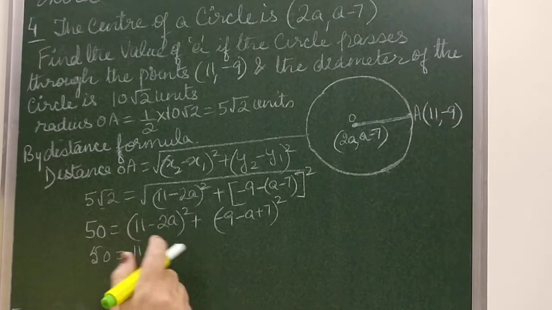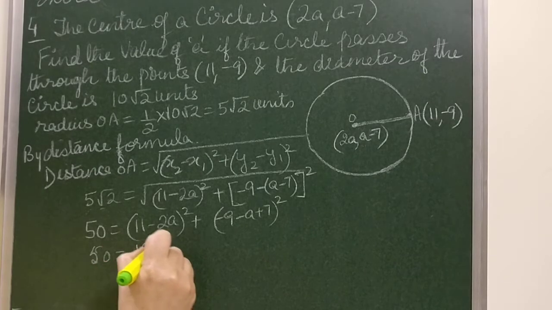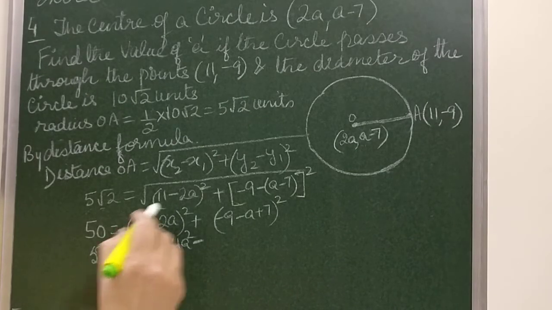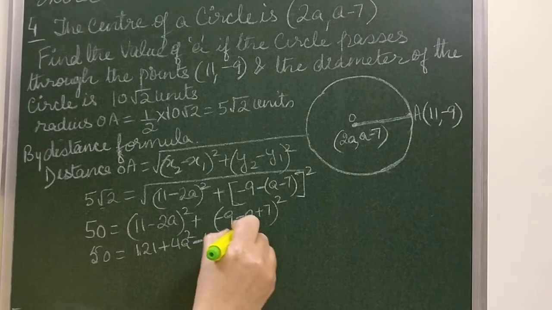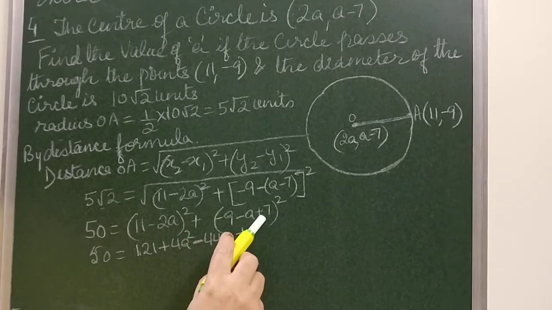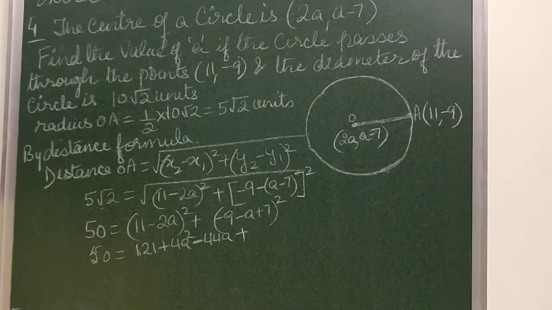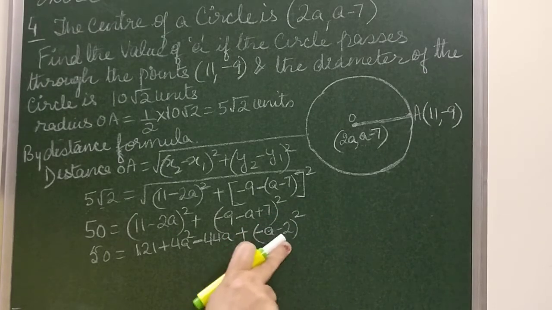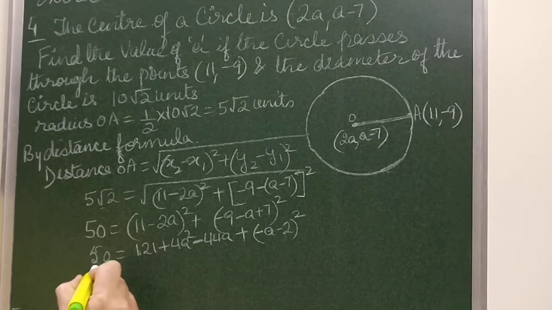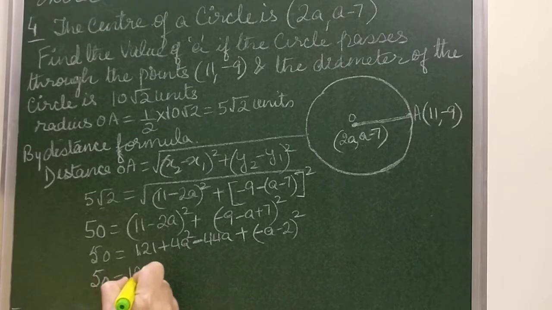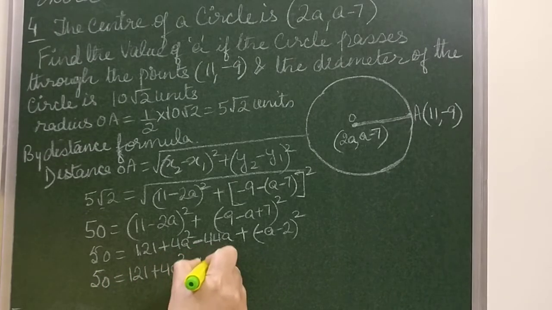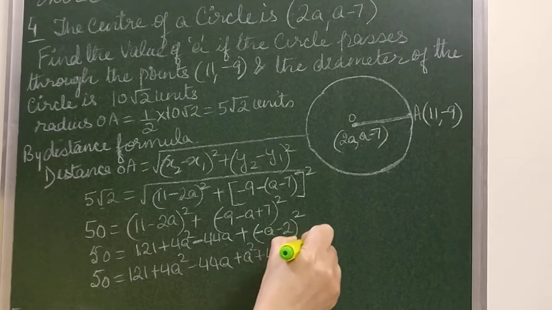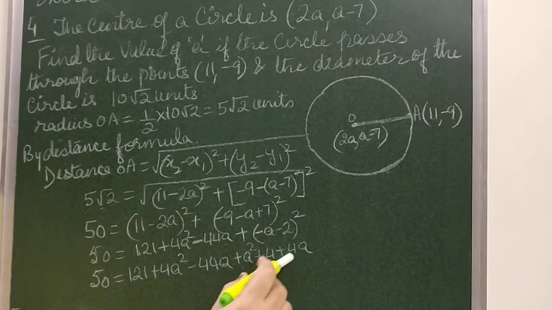Here we can apply the a minus b whole square formula: 121 plus 4a square minus 2ab, so 2 into 4 into 11, 44a. Now minus 7 and minus 9 plus 7 will be minus 2, so minus a minus 2 the whole square. This is equivalent to the a plus b whole square formula. So 50 is equal to 121 plus 4a square minus 44a plus a square plus 4 plus 4a. So a square, 4a is here.